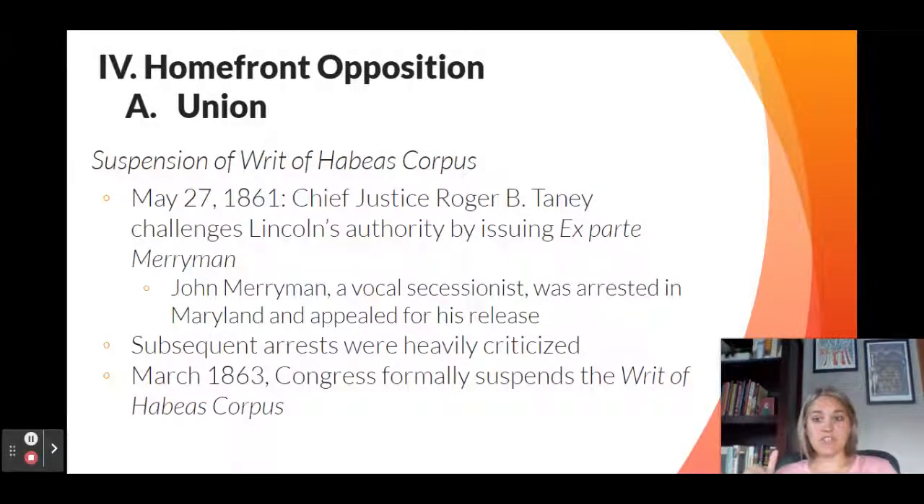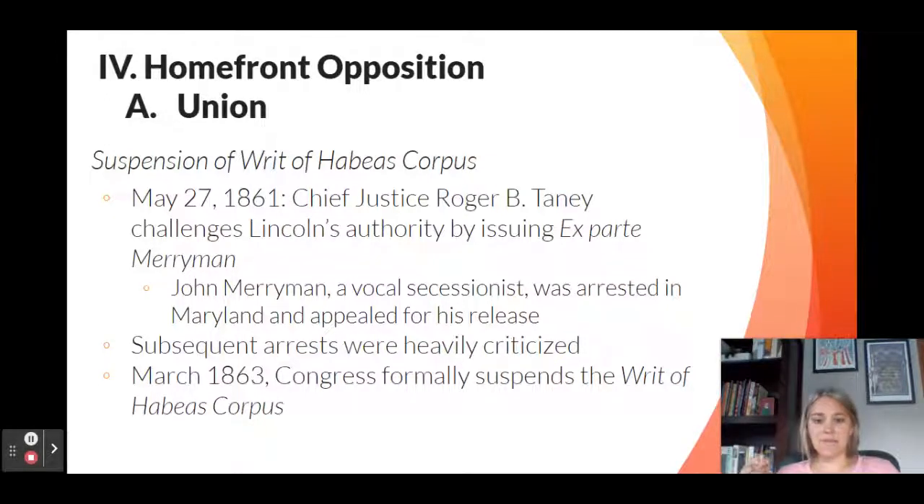Additional home front opposition is going to rise due to the suspension of the writ of habeas corpus. So Lincoln had removed that rights of the body, the ability to have a trial. And so Chief Justice Roger B. Taney, he's the Chief Justice that you might remember from the Dred Scott case, challenges Lincoln's authority when John Merriman was arrested in Maryland. He was arrested because of vocalizing opinions against the Union.